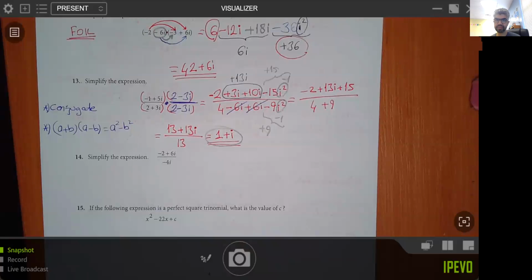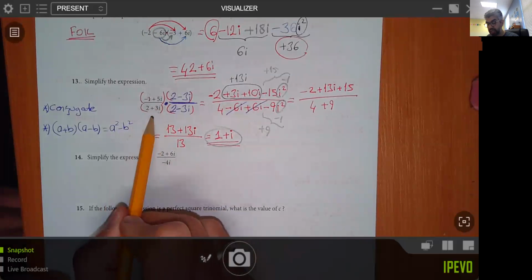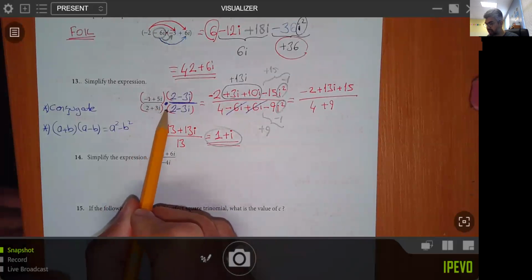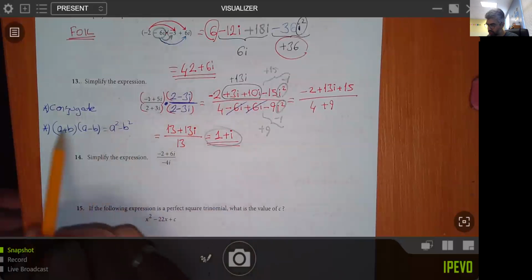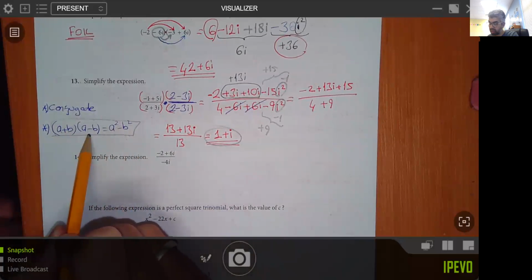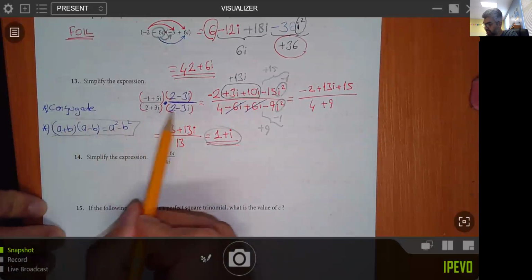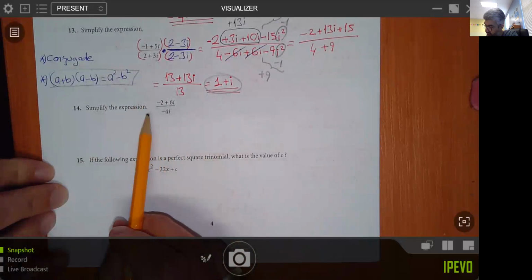Okay, so if we repeat, what is the idea here, guys? Get rid of i in the denominator, okay? So we multiply the expression in the denominator by the necessary expression, and usually we are going to use this one. So here, these are, guys, conjugates of each other. A plus b and a minus b are conjugates of each other when we are talking about complex numbers. And let's apply this to the second question, question 14.